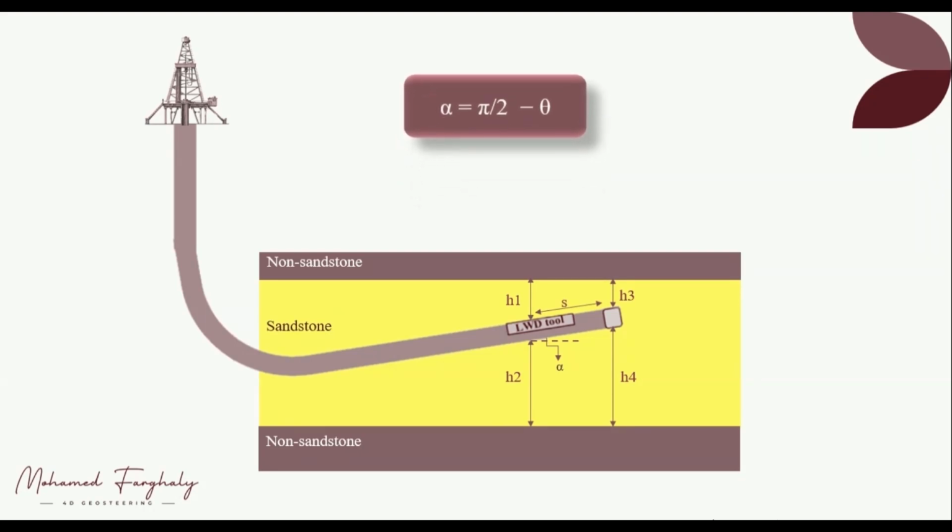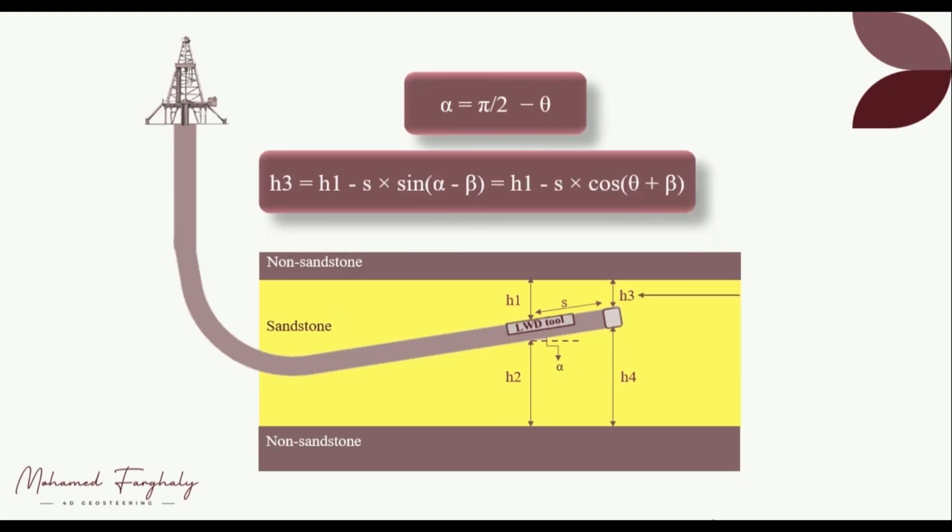The D-MP-VRB prediction model is utilized to predict H3 equals H1 minus zero length times sine of alpha minus beta, which is the formation dip, equals H1 minus zero length times cosine of theta plus beta.